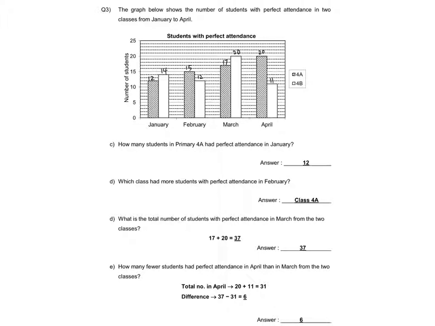First of all, you must add the total number in April first. April is this much, it is 31. Then the total number of students in March is 37. You want the difference, so 37 minus 31, which is 6. In this case, if you're looking for this kind of information, then you should try to have maybe a stack bar graph instead of a multiple bar graph. But then again, there are other things that you need. So just remember.